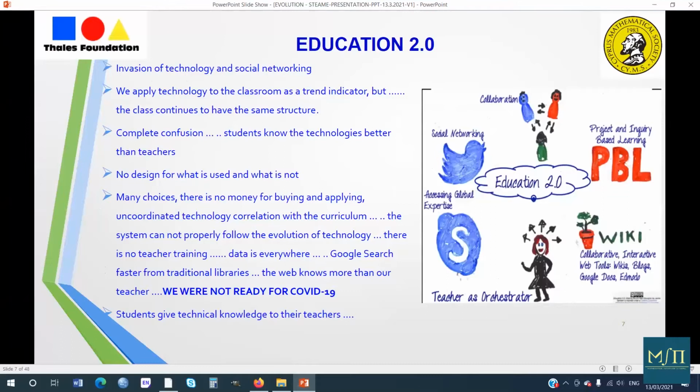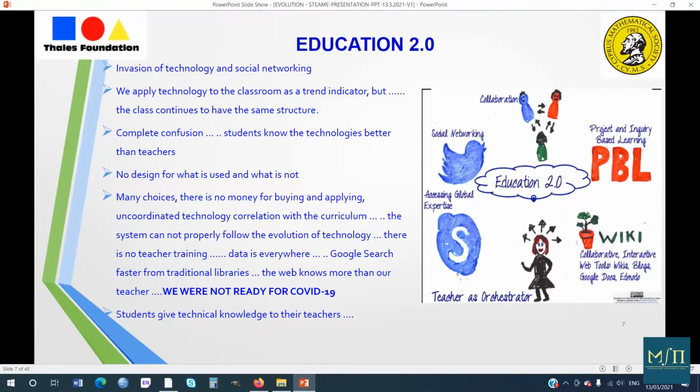Students know the technology better than the teacher sometimes. There is no design for what is used and what is not, because there is software everywhere, and teachers try to use it, or you try to train teachers how to use the software, and by the time they come to use it, it's becoming obsolete. So there is no good coordination. The point, as we will see later, is not really to use a specific software, but to be able to adapt to any software, to adapt to any change. And teachers need to have competences also to be able to adapt to change. I don't know if we have teachers in the audience or only students, I'm not sure, but I'm talking to both of you, to teachers and students. So many choices. There is no money for buying and applying.